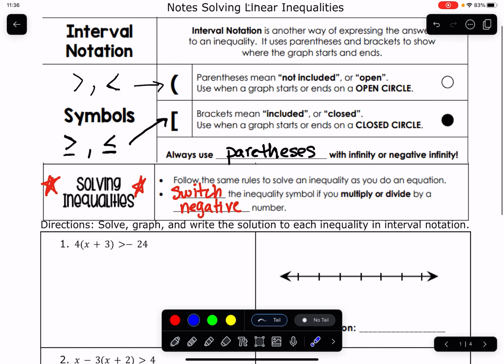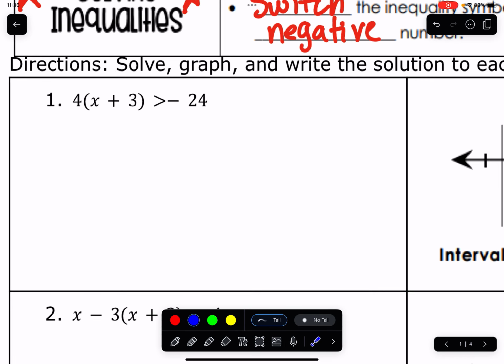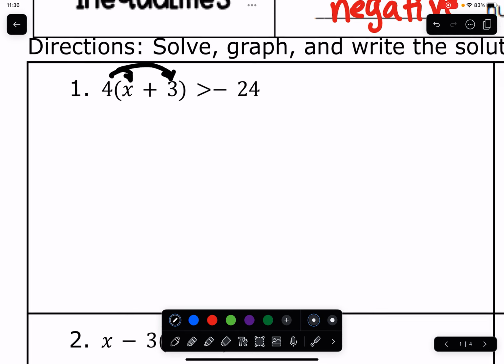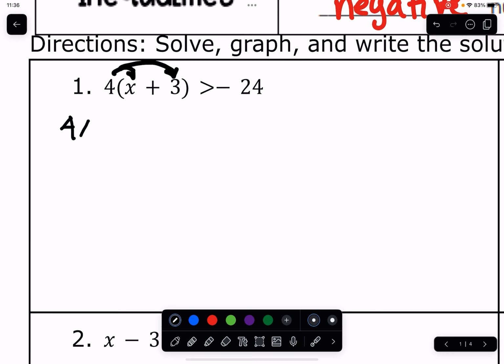So let's look at some examples of this. On the first example, we want to solve this inequality. We'll start by following the same rules as an equation by distributing and multiplying everything in the parentheses by 4. So we have 4x plus 12 is greater than negative 24. Now, the same rules apply as with any equation. We want our variables on the left side and our numbers on the right side. So I need to move this positive 12 to the other side.